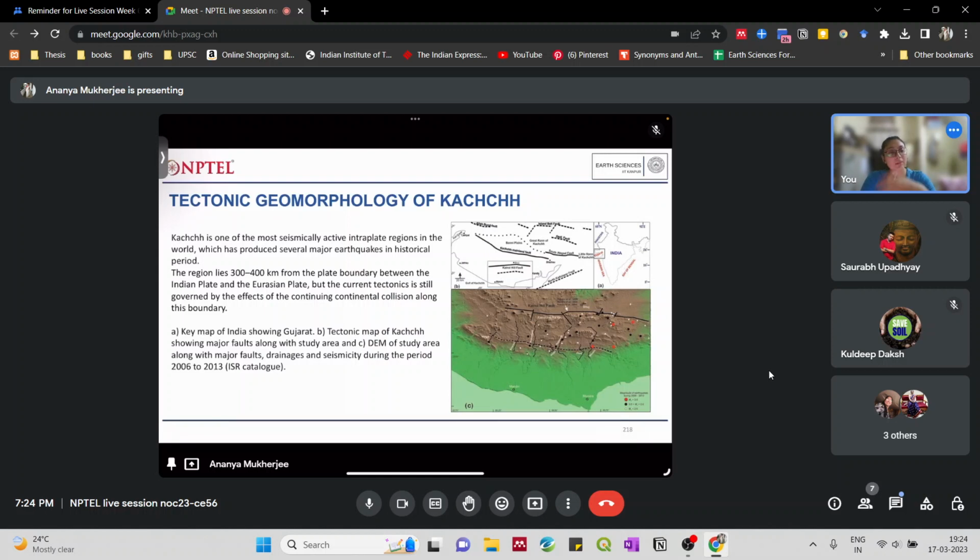But there should be some driving mechanism which is giving rise to these tectonic activities. You can see in this tectonic map that there are a lot of faults present over the Kutch region. Because the earthquakes that have occurred in this region, the Allah Bund earthquake or the Bhuj earthquake, have been studied, they realized that some of the faults along which these tectonic events are taking place were not known before.